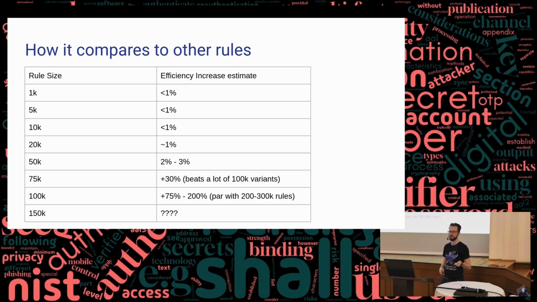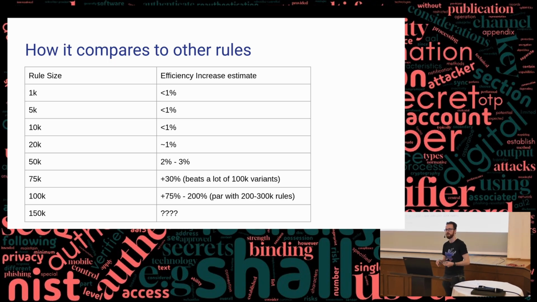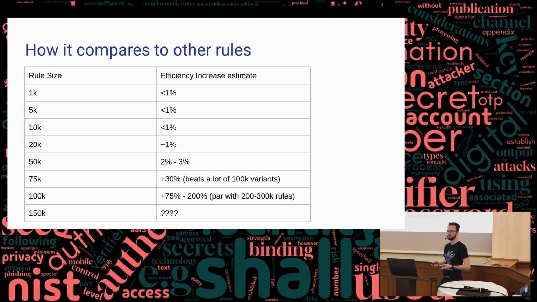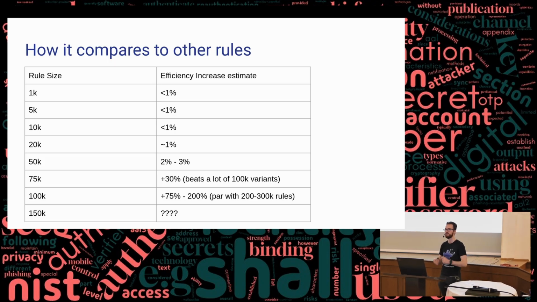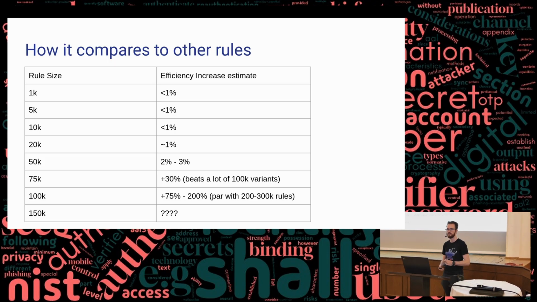The 100K version, on the other hand, is able to be on par with most other 200 to 300K sized rule sets. That's quite a significant improvement looking at it from an efficiency standpoint. You'll get your results, your cracks, a lot faster. So this dataset is primarily meant to be used in a first attack scenario when you have zero information about the environment.